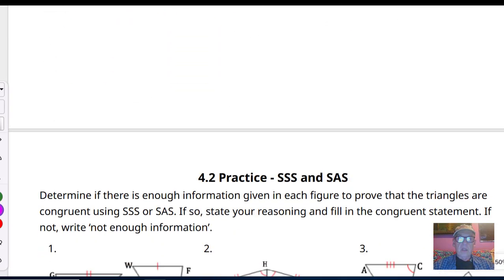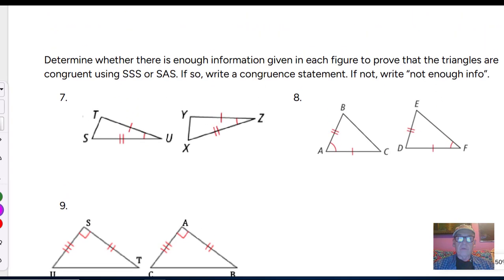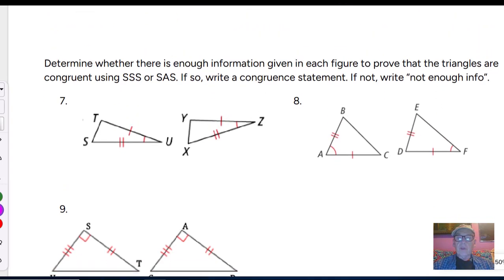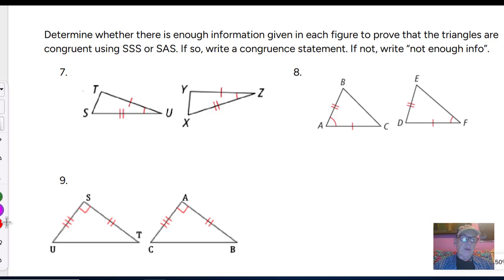7, 8, and then the rest of these will be to do for practice. Determine whether there's enough information given in each figure to prove the triangles are congruent. Use an SAS or SSS. If so, write the statement. If not, write not enough info.